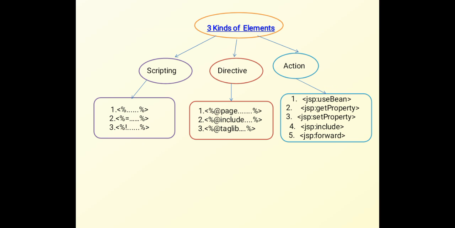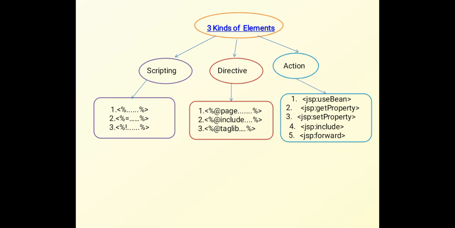Now these are the basic three kinds of elements: scripting, directive and action. Scripting is denoted with the percent symbol. If we write simply the percent symbol and some code inside it, then it is termed as scriptlet. If we write the percent symbol with the equals to symbol, it is used for expressions. If we write the percent symbol with the exclamatory symbol, it is used for declarations of methods or variables.